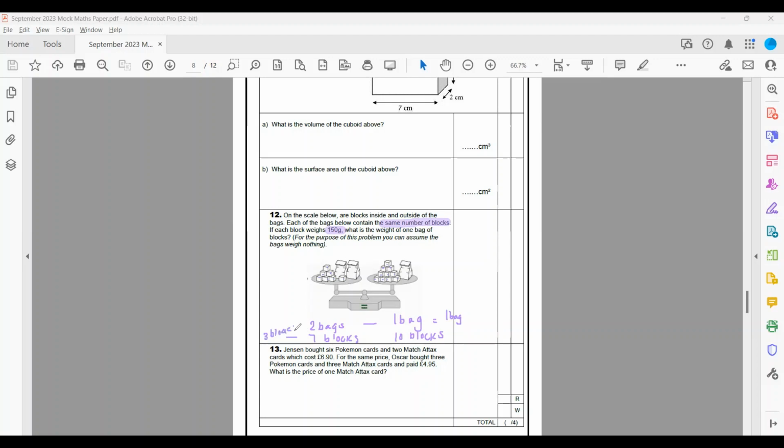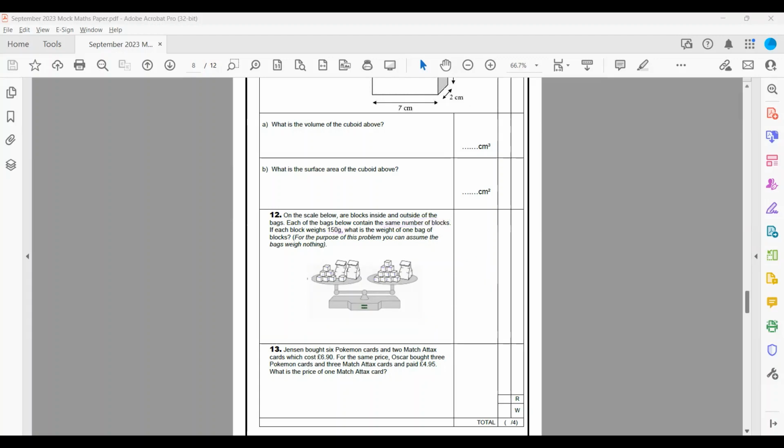So therefore, my differences are 3 blocks and one bag, so one bag must have 3 blocks in it, and 3 blocks at 150 each, so 3 times 150 will equal 450 grams, would be the weight of one of the bags.